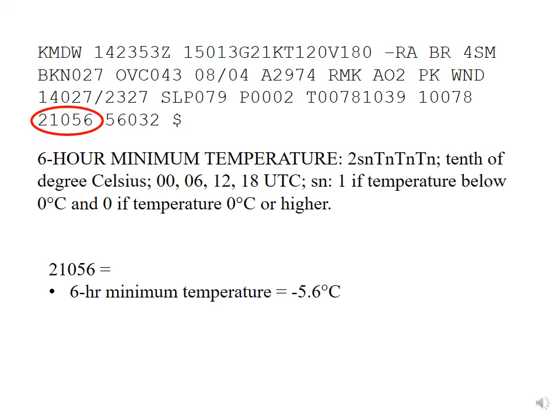The next group, which is the 2 group, is the 6-hour minimum temperature. Once again, the next digit after the 2 is a 0 or 1. It's positive or negative. In this case, it's going to be negative. And then we have 5.6 degrees C, so the 6-hour minimum temperature has been minus 5.6 degrees C.